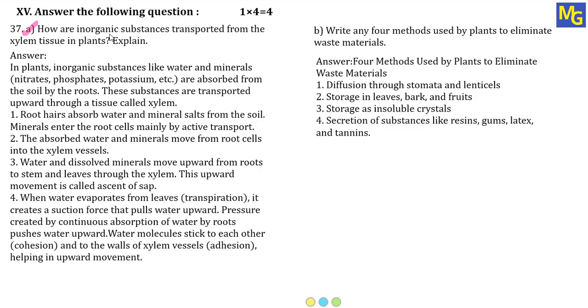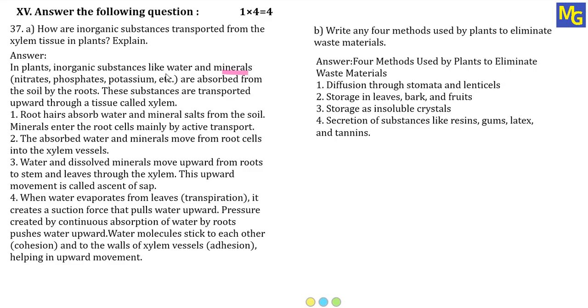How are inorganic substances transported from the xylem tissue in plants? Explain. So xylem tissue helps to transport inorganic substances in the plant, and that we have to explain how it transports those substances. So the answer is, in plants, inorganic substances like water and minerals.